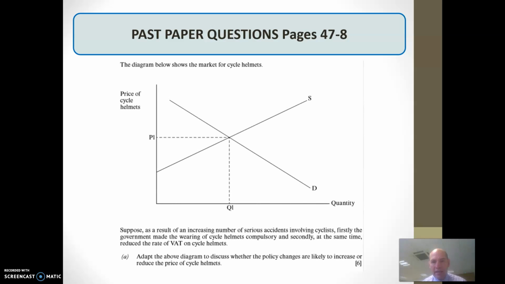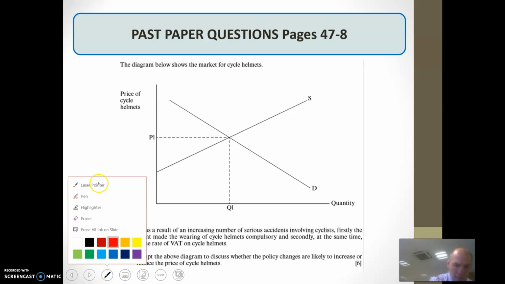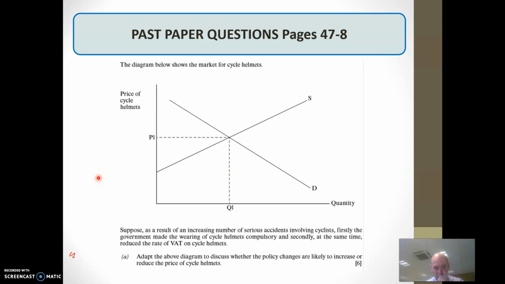So this is the past paper question. First of all, good technique, read the question, and it asks you to adapt the above diagram to discuss whether the policy changes are likely to increase or reduce the price of cycle helmets. I'm just going to get a laser pointer for a second. So in terms of this, what would I be looking at? Read the question, the scenario. The diagram below shows the market for cycle helmets.